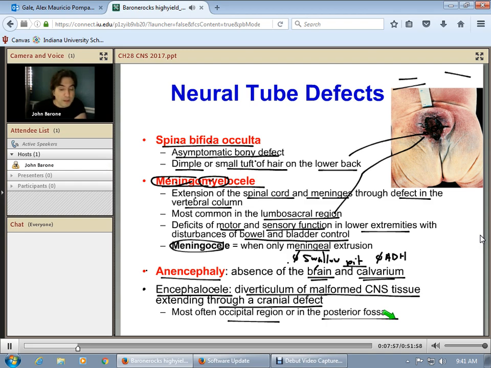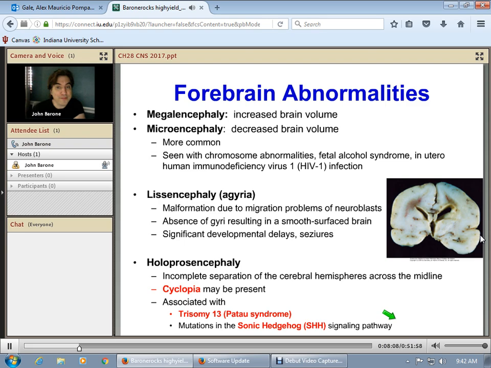It could be cerebellum, it could be brain, but it's going to be protruding outside, which is kind of freaky when you see it. When the baby's born with it, the parent's like, what the heck is that? And it's brain tissue protruding. Not such a great thing to have.